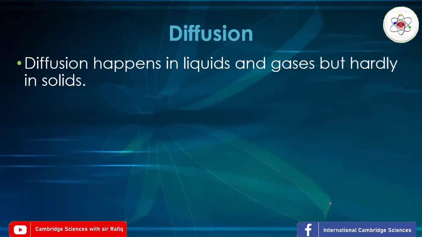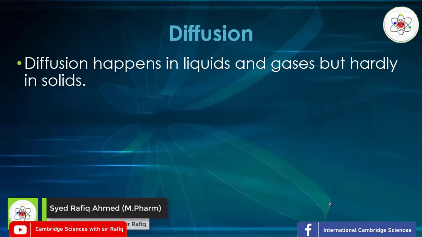So these are the few points we should keep in our minds. Diffusion happens in liquids and gases, but hardly in solids, because the particles slide past and randomly move in liquids and gases, but they do not move, they just vibrate in solids. That is why diffusion hardly takes place in solids, right?